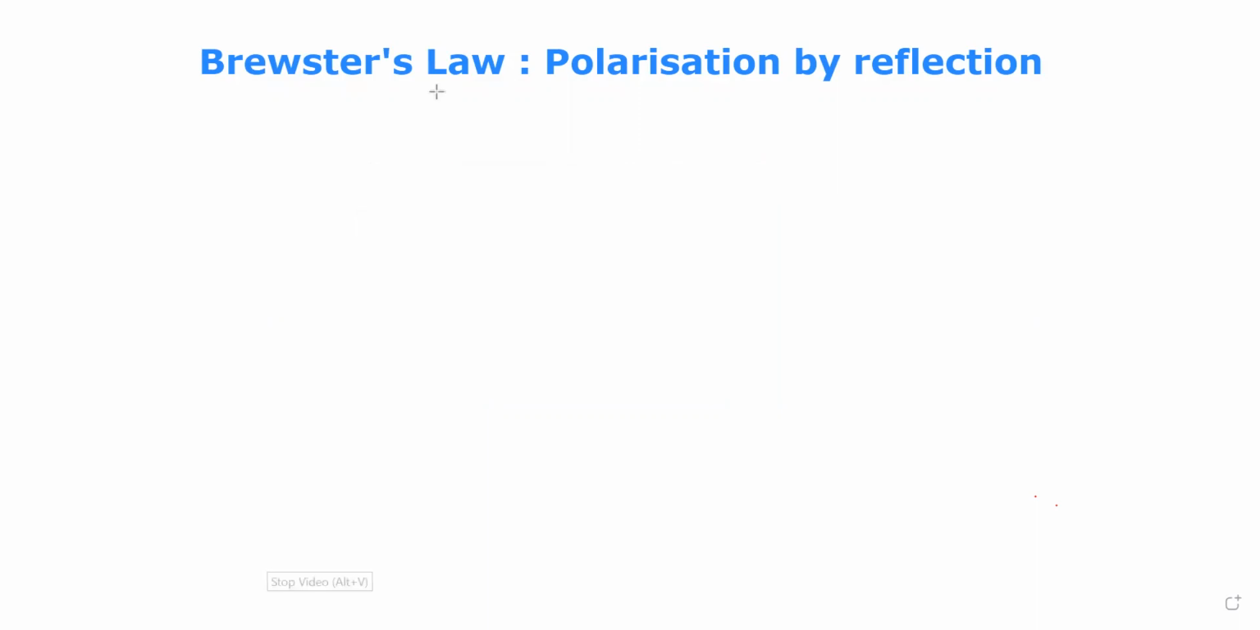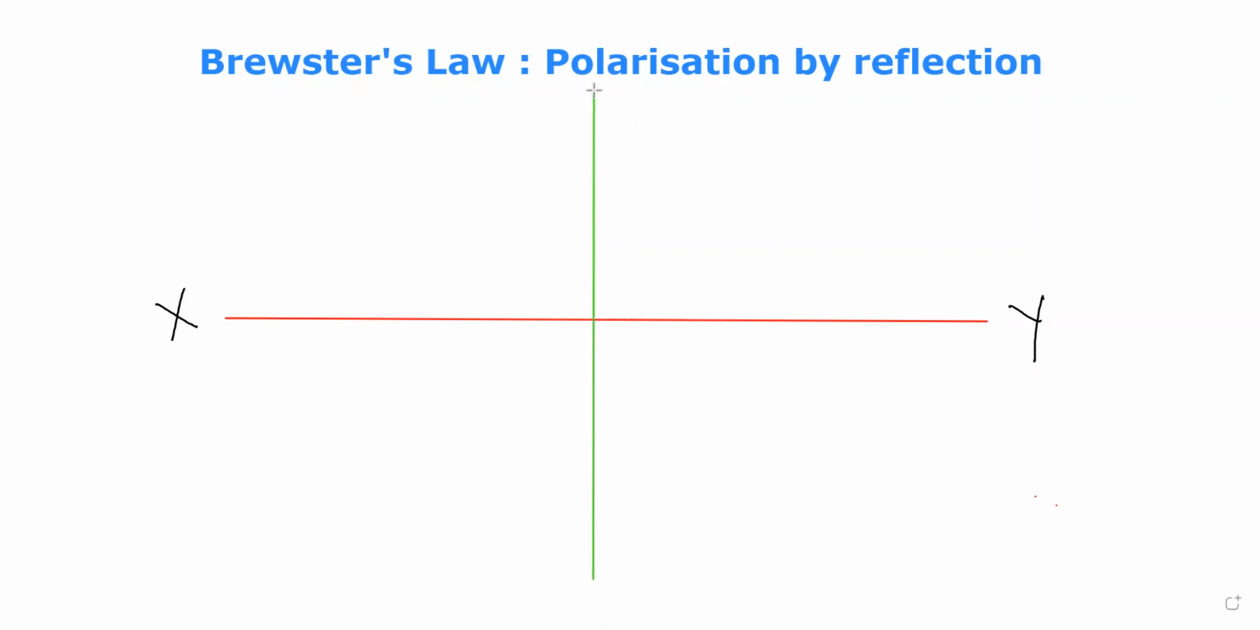So for this, let us consider the surface XY, which is the interface between the two media, and the normal, which is the perpendicular line drawn on the surface. MON is the normal, and here is the source of the light.